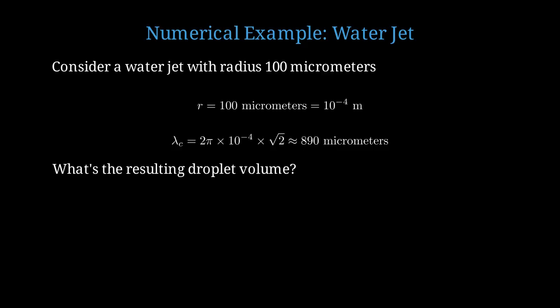Now here's an interesting question. What volume droplet does this produce? The volume is approximately pi r squared times lambda c. This assumes the jet breaks into droplets spaced by lambda c. Plugging in the numbers, we get about 28 nanoliters per droplet.